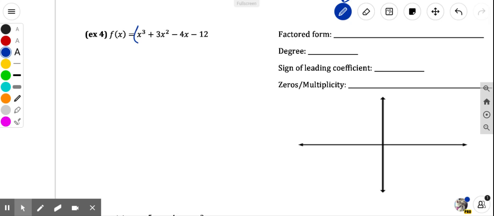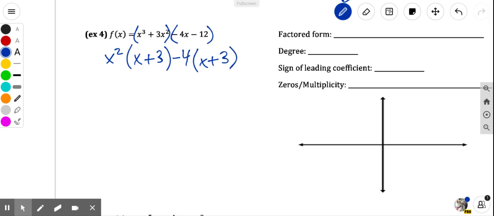So remember, for this, you put parentheses around the first 2 and the last 2. You take out the GCF of each grouping. So x to the third and 3x squared has a GCF of x squared. So then we have x plus 3. Negative 4x and negative 12 has a GCF of negative 4. So then it's x plus 3. Then you take the repeated one, and that's one of your answers, or one of your binomials. And then you take the GCFs that you took out, and that's your other binomial.